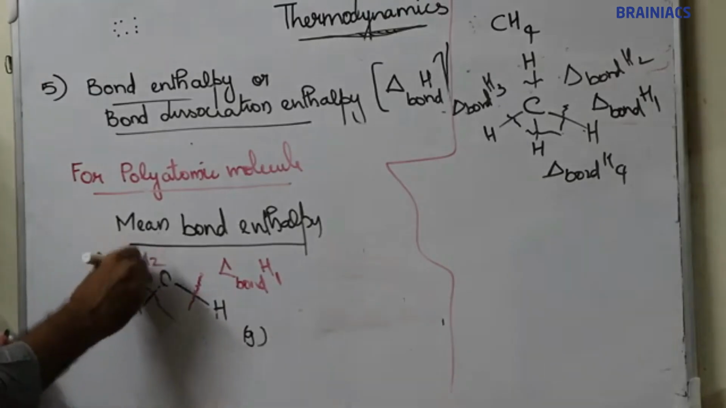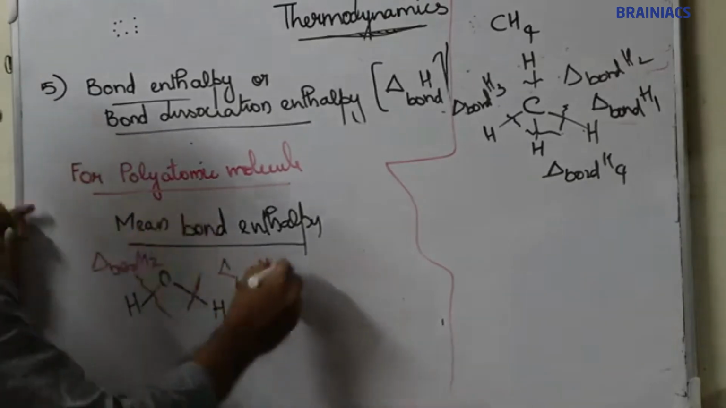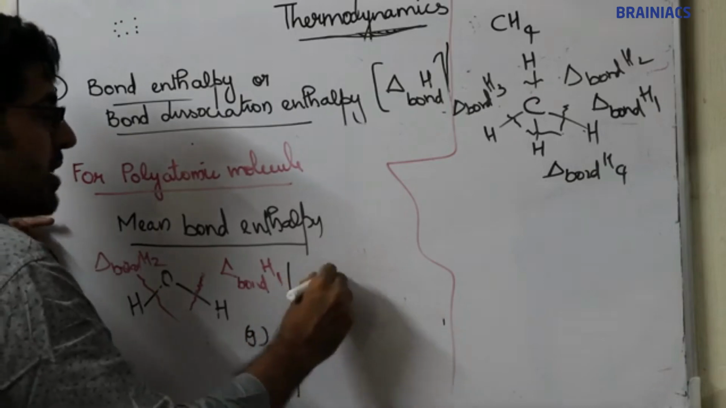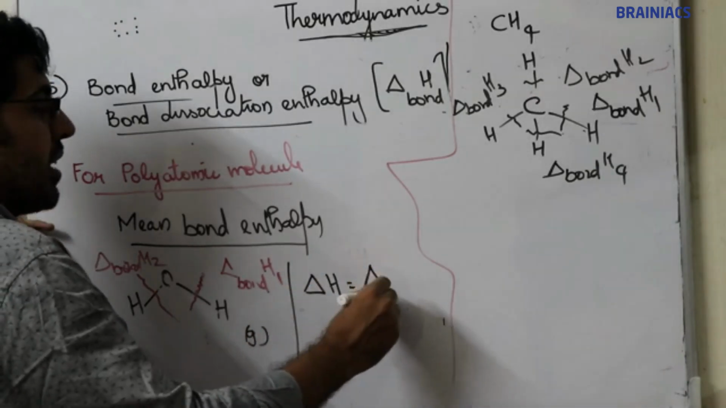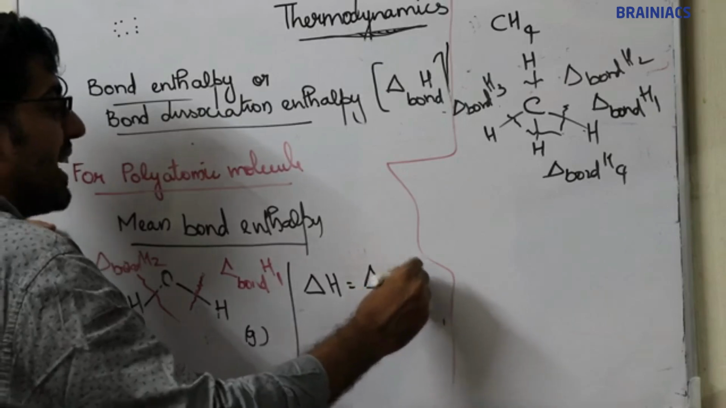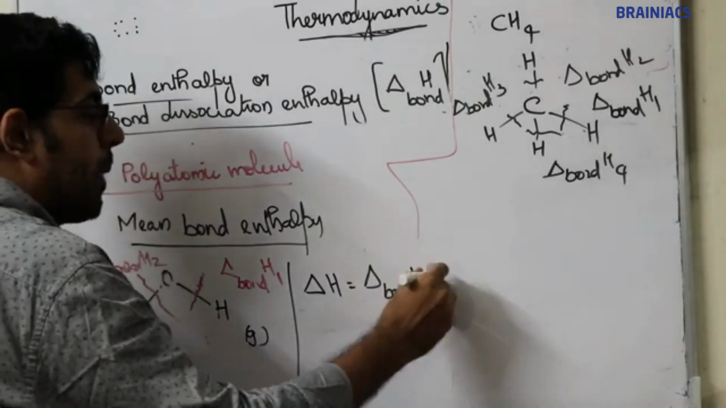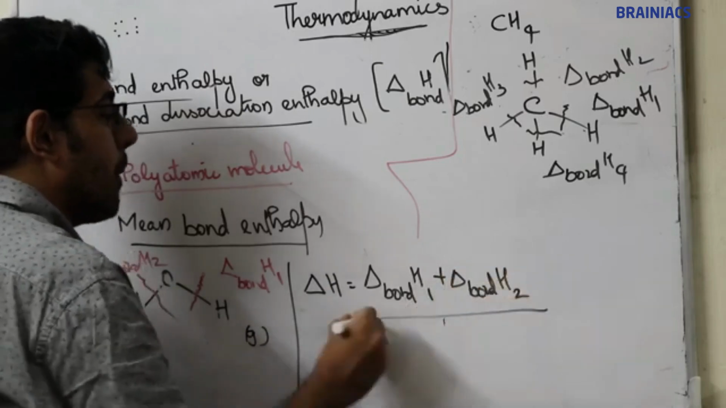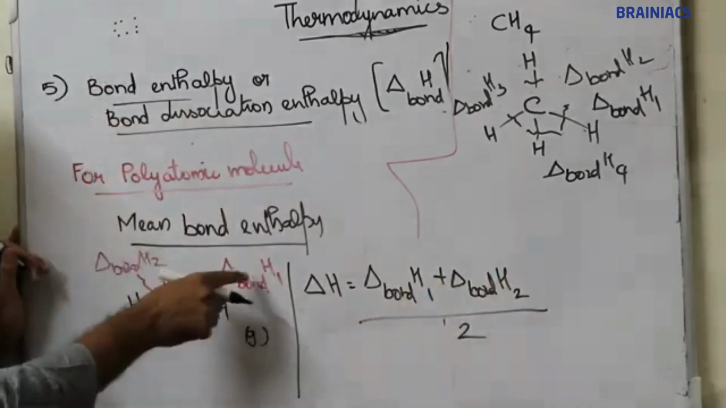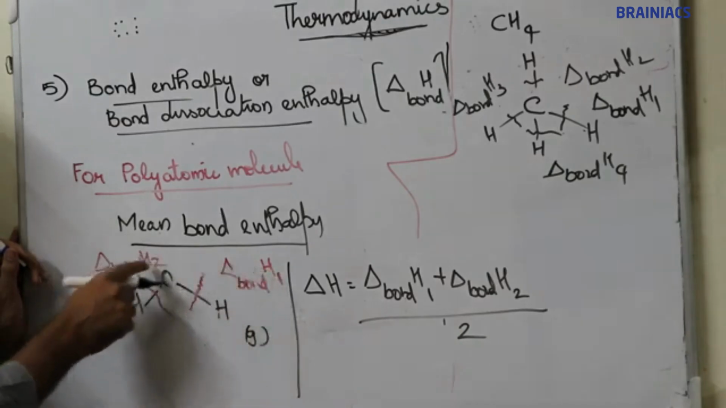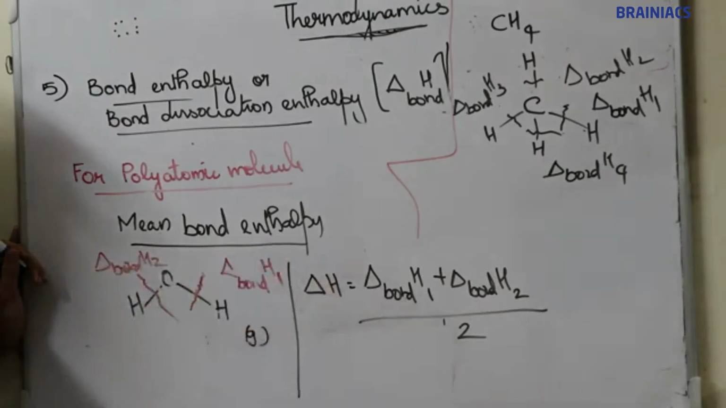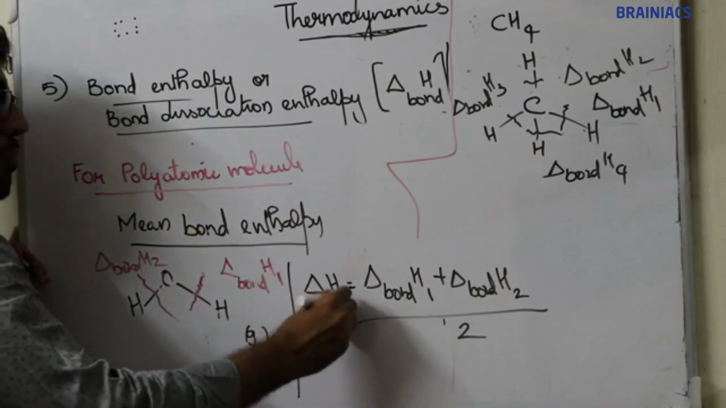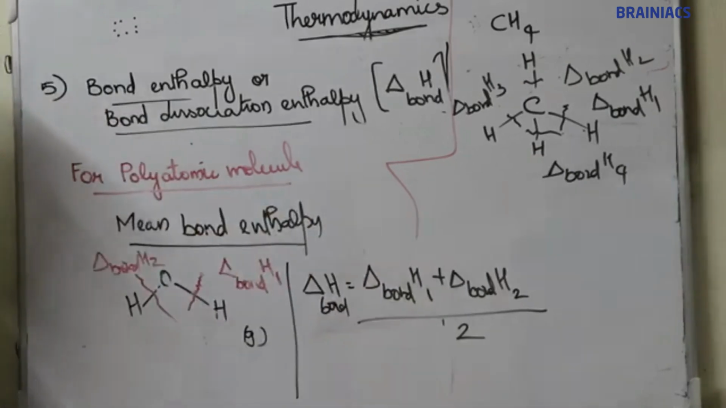So the average or mean bond enthalpy, delta H, is equal to delta bond H1 plus delta bond H2, divided by 2. This is the mean bond enthalpy. I think it's clear.